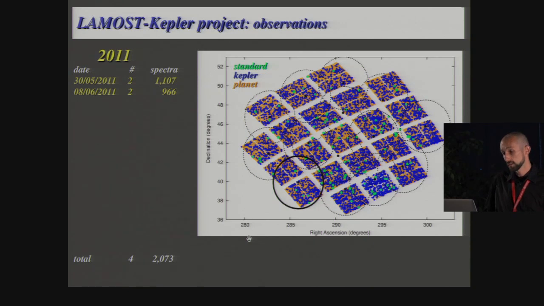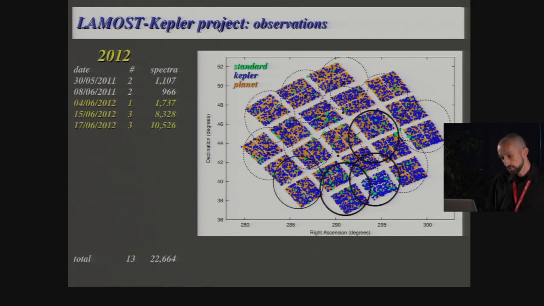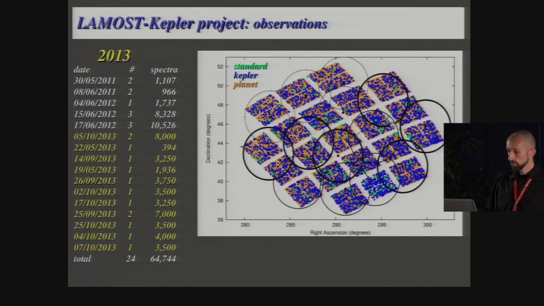So the observation started in 2011. In that year, there were only observations in 2 nights, and 1 field was observed. In 2012, 3 more fields were observed on 3 nights. In 2013, 6 more fields were observed in 11 nights. So in the first 3 years, we obtained more than 60,000 spectra.